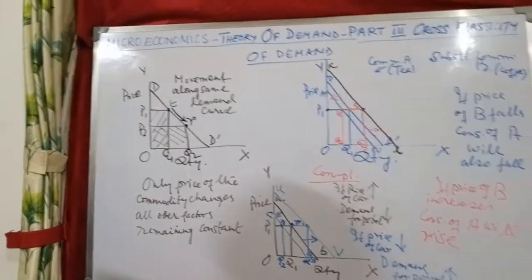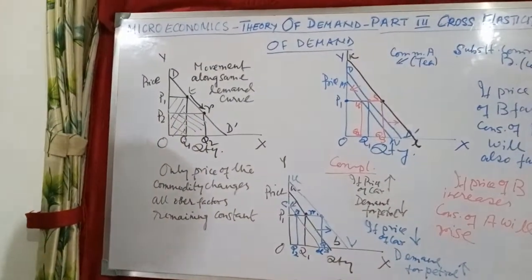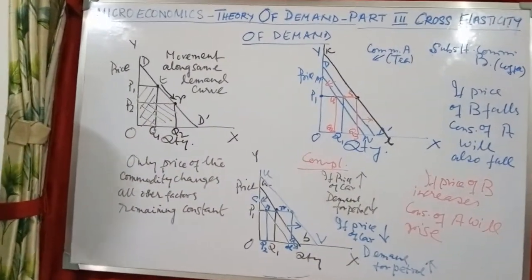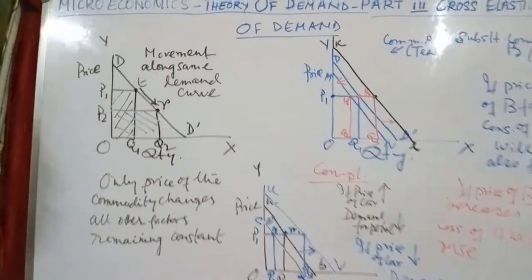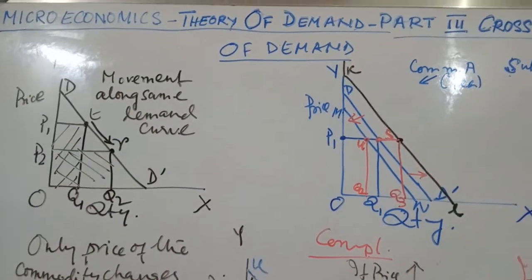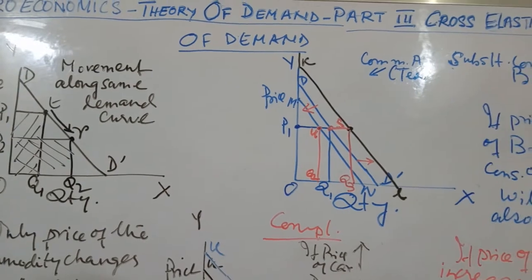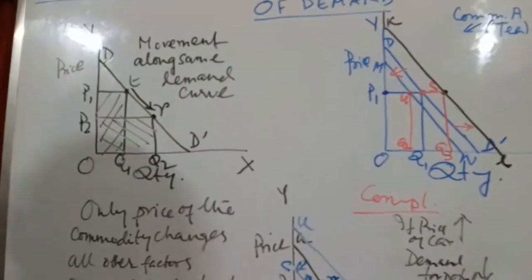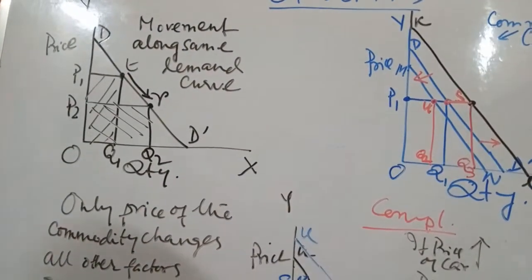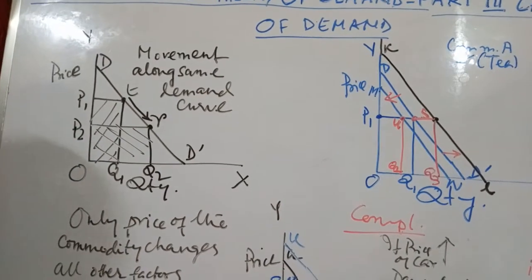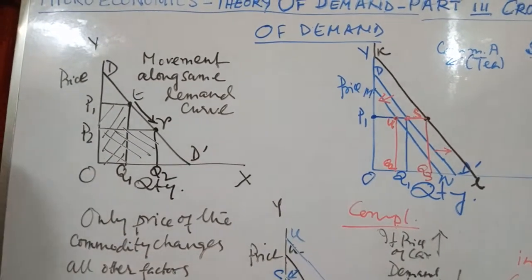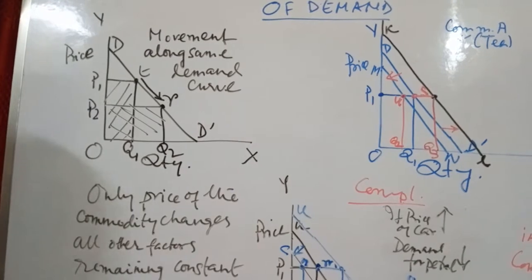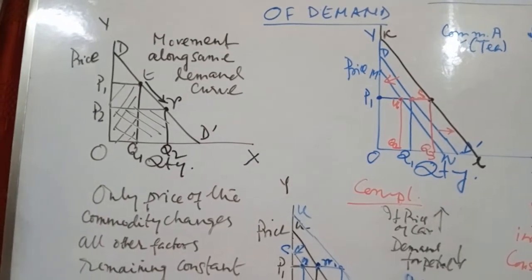Correct? So what we have learned in this video, you learned what is cross elasticity of demand. Cross elasticity of demand means proportionate change in quantity demanded of one commodity divided by proportionate change in price of another commodity, and that another commodity must be a substitute commodity or a complementary commodity.